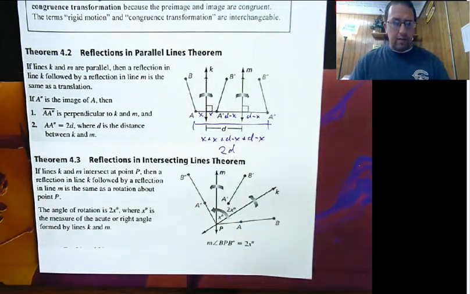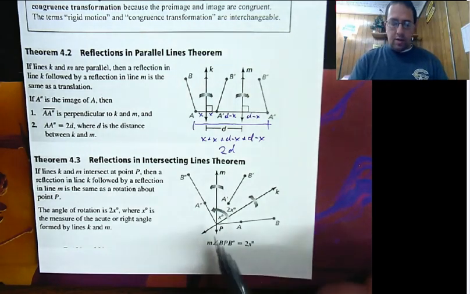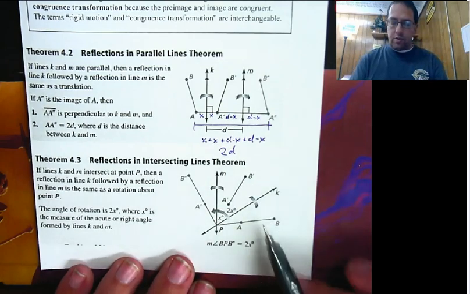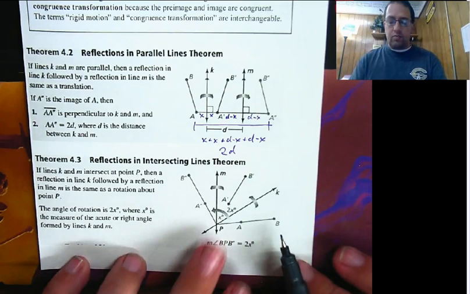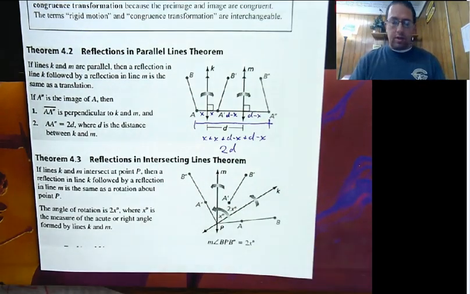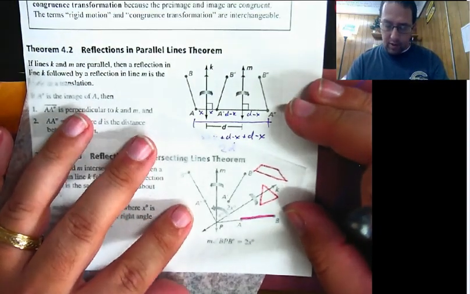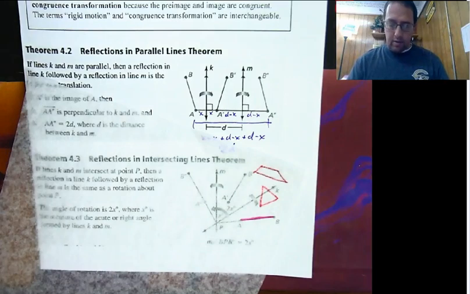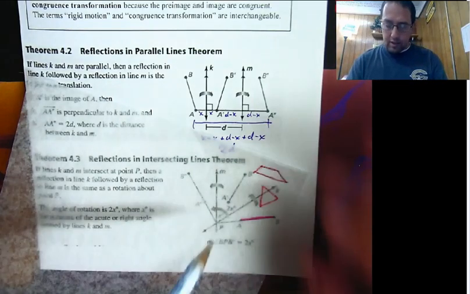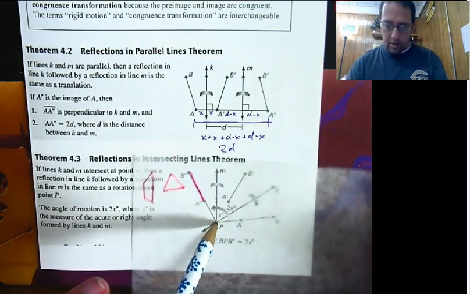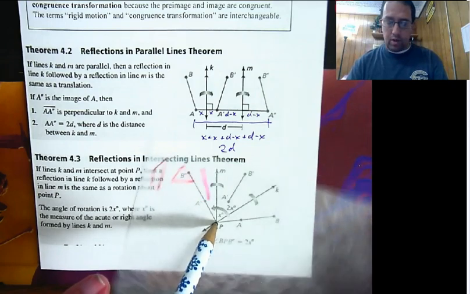The other one we have is reflections in intersecting lines. So if they're not parallel, what happens if they're intersecting? So if lines K and M intersect at point P, a reflection across one line followed by a reflection across the other line is the same as a rotation around point P. So for example, we'll use the same one here. We have AB right there, and I'm going to reflect it and then reflect it again, but that is the same thing as a rotation. All right?